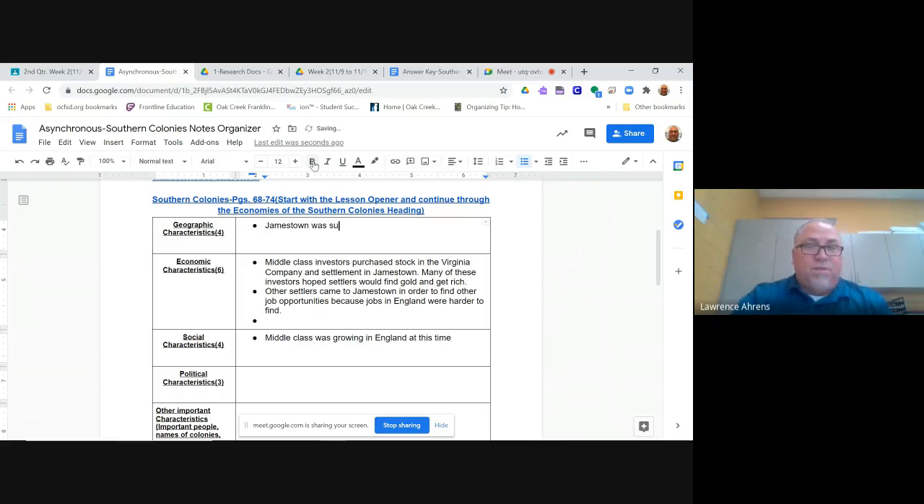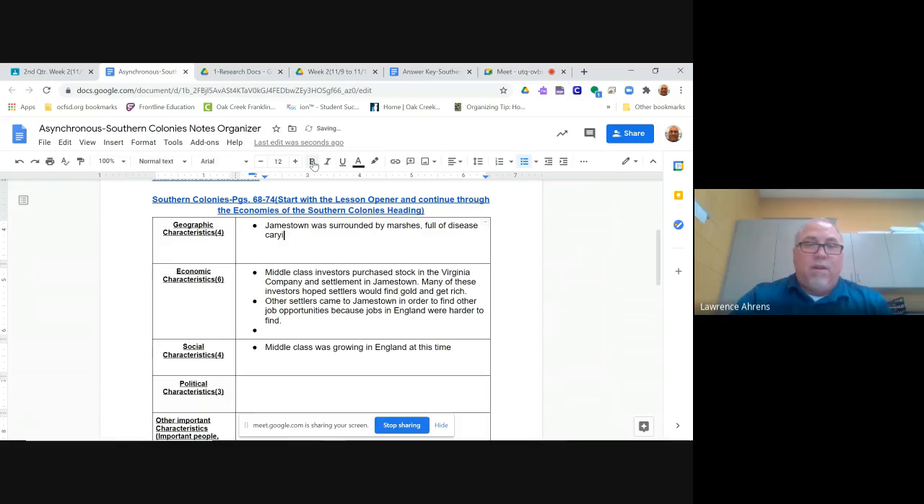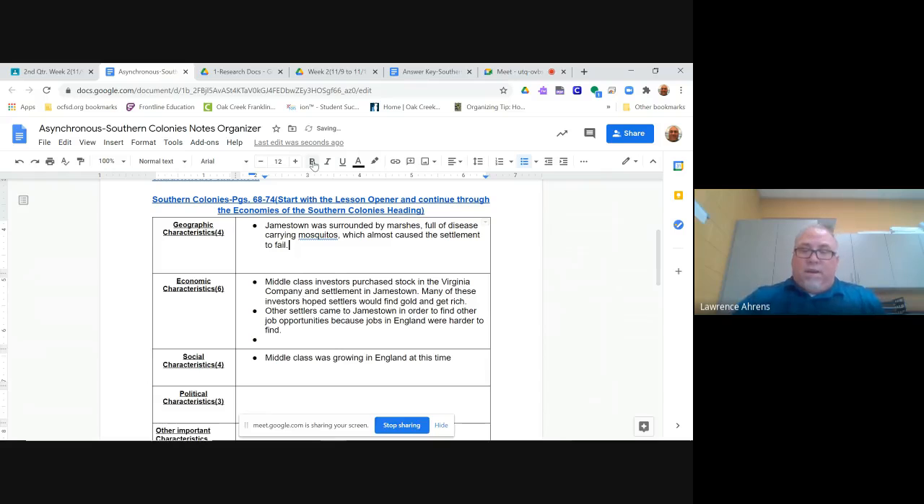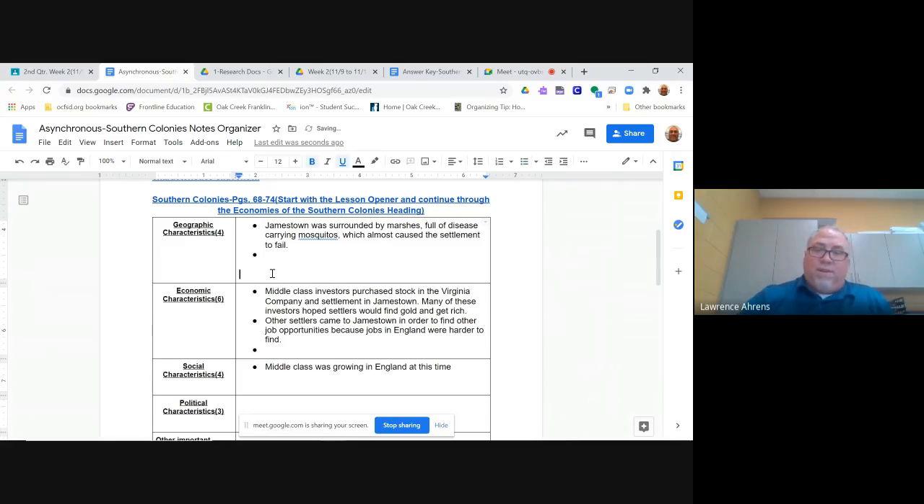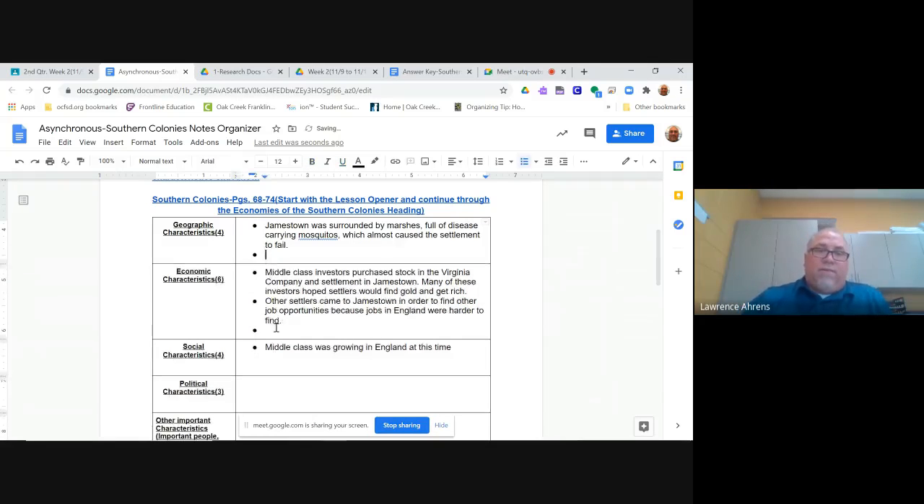So Jamestown was surrounded by marshes full of disease-carrying mosquitoes, which almost caused the settlement to fail.